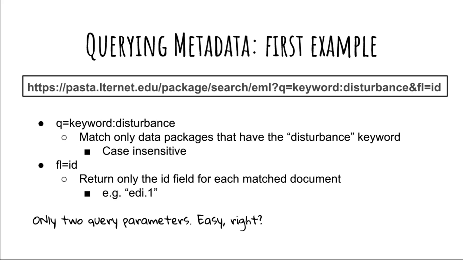After the question mark, we have two query parameters, q equals keyword colon disturbance, and fl equals id. So we're asking PASTA to search for all documents that have a keyword that matches the value disturbance. And this is a case insensitive search. Secondly, we're asking only for the ID field of that document, for example, EDI.1, to be returned. So using this interface is very simple, right?